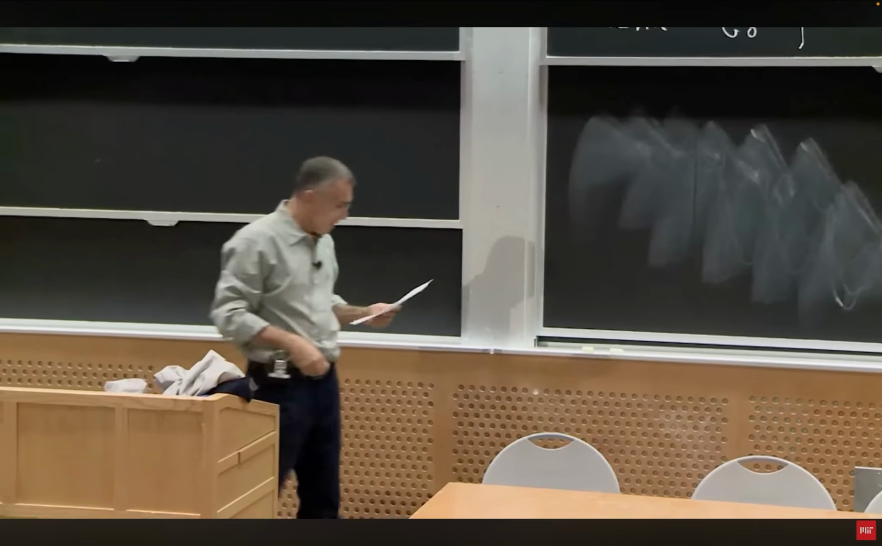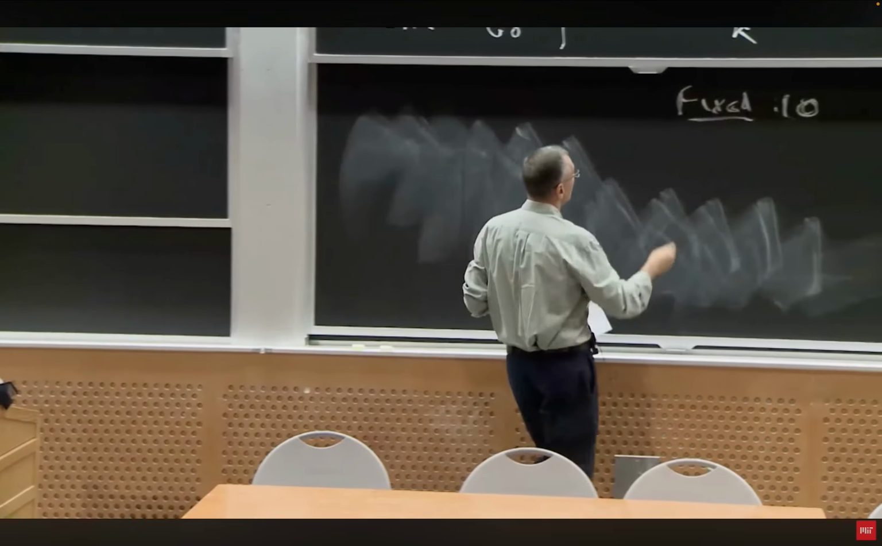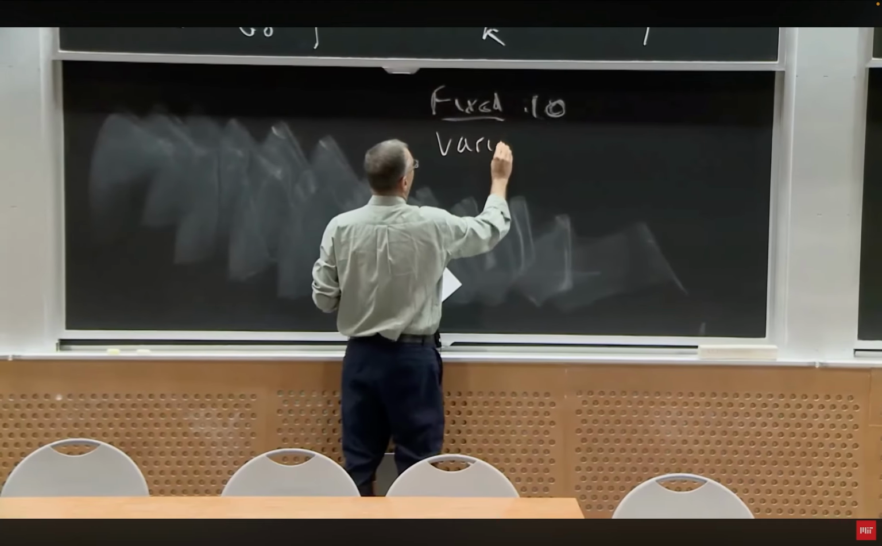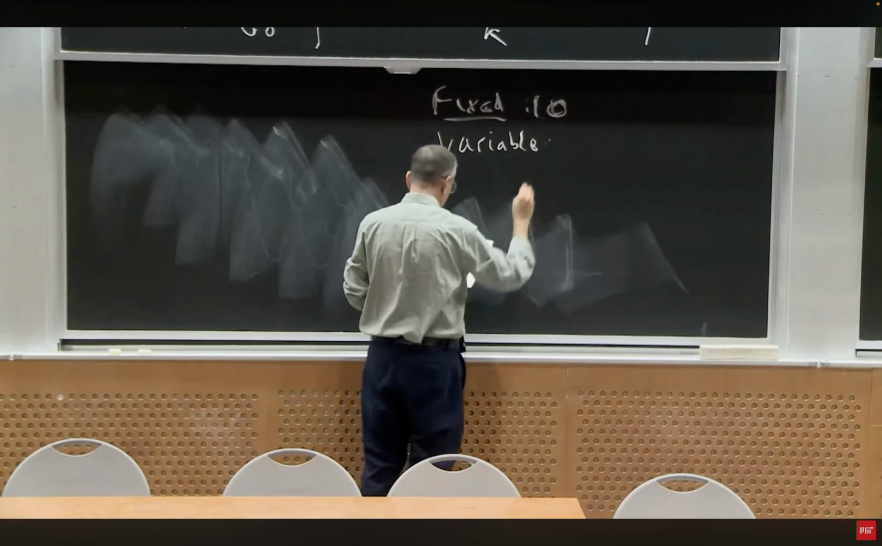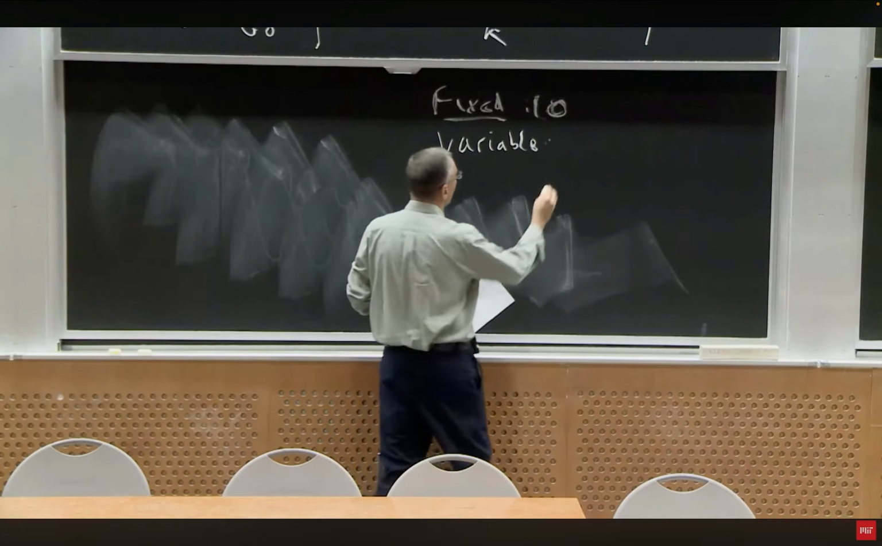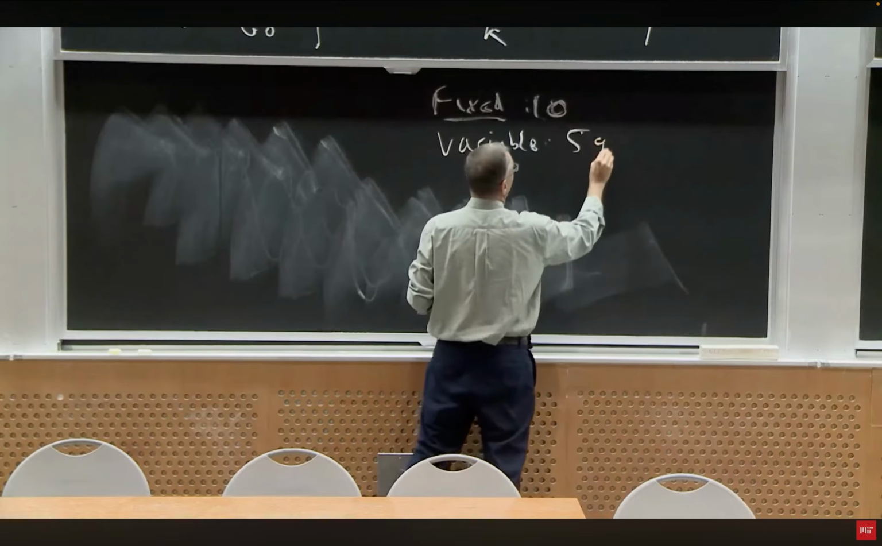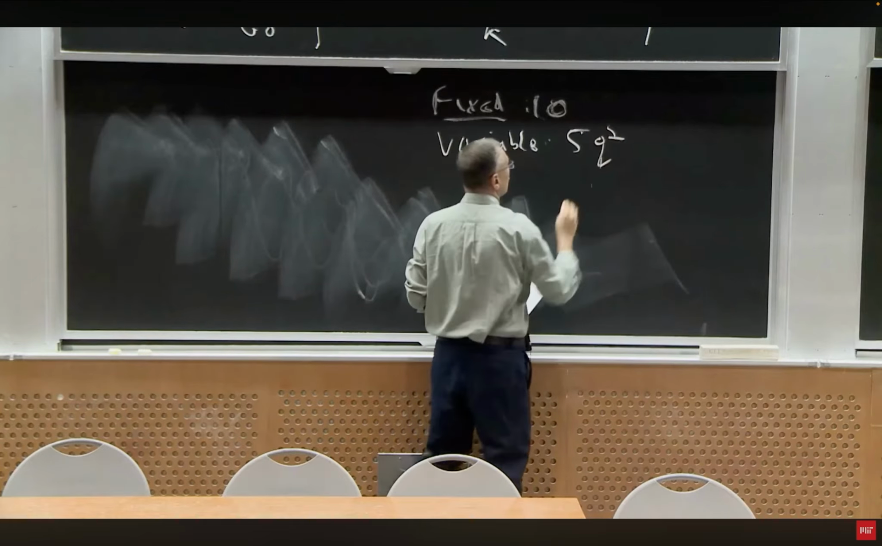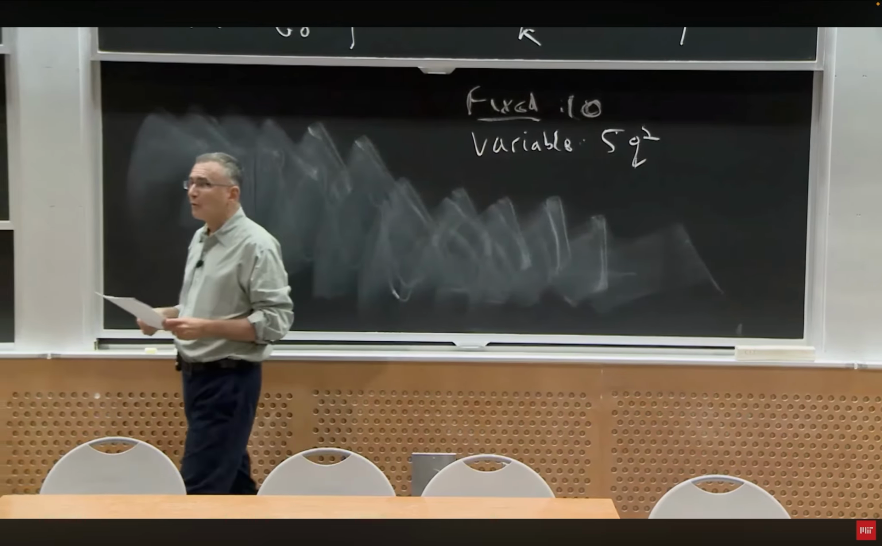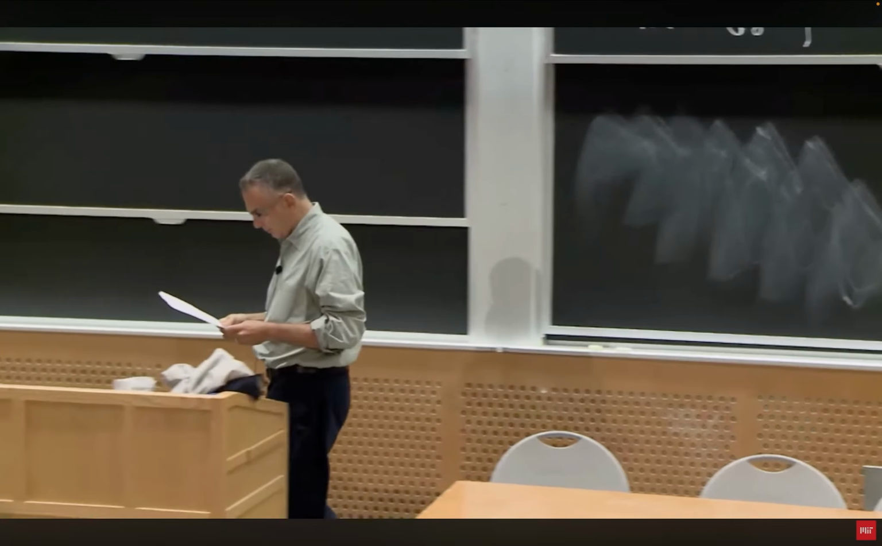Variable costs are the costs that can be varied in the short run. In our case, variable costs are 5q squared. So your variable costs are 5q squared. That's the part of cost that you can move in the short run.